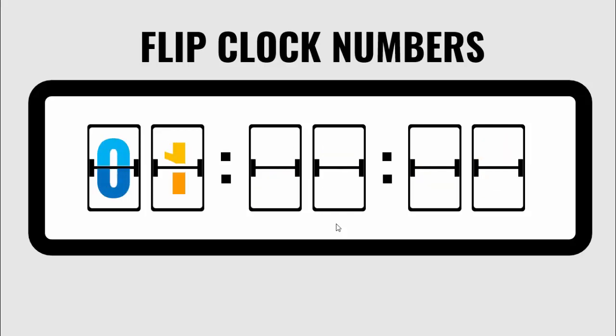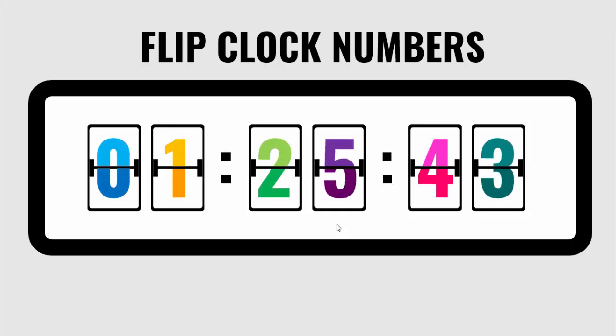So for example, if this is 25, then after a few seconds it will change to 26. Likewise, you can create multiple slides using the morph transition.